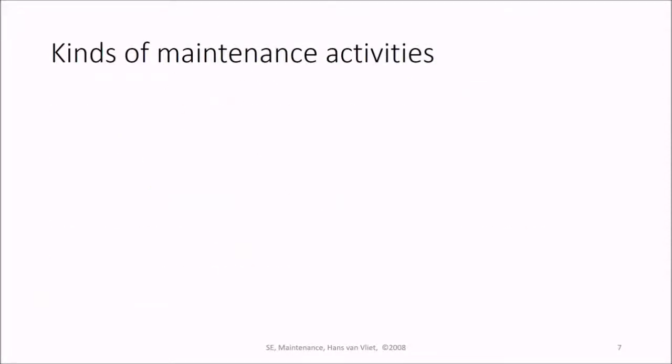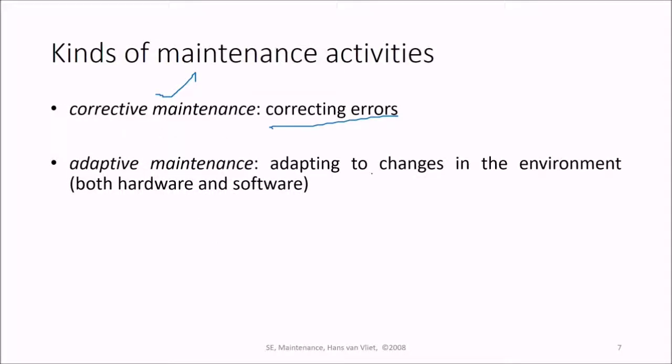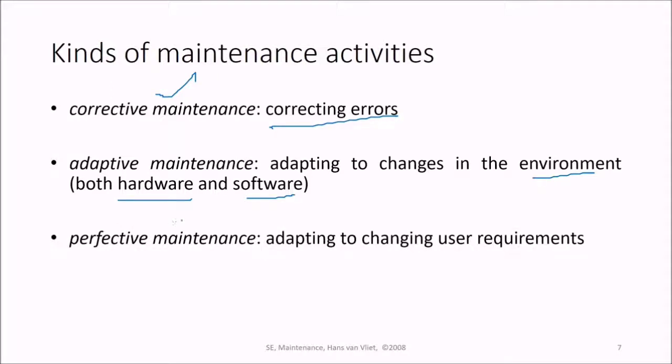So the kinds of maintenance activities are: first is corrective maintenance, where you correct the errors. Adaptive maintenance, where you adapt to the changes in the environment, both in hardware and software, which are ever coming, because the software field is ever changing, and hardware also. So you need to adapt to the environment. Then you have perfective maintenance, where you adapt to the changing user requirements.